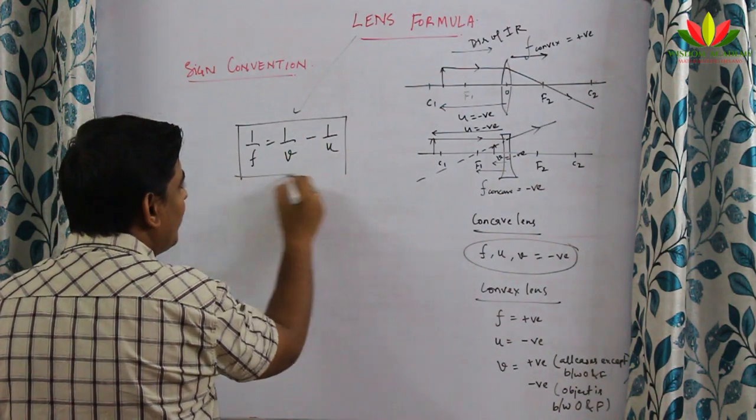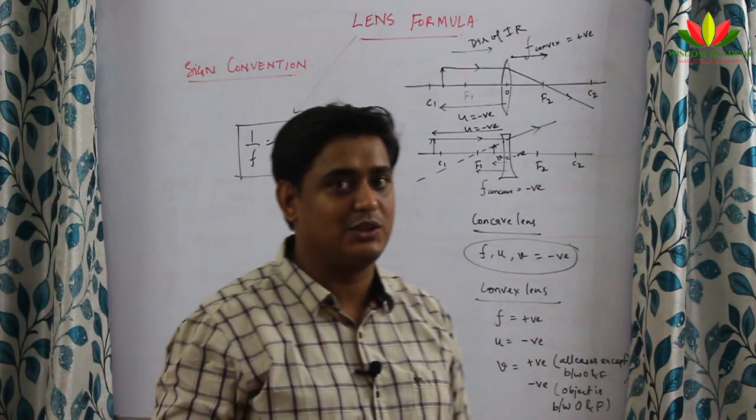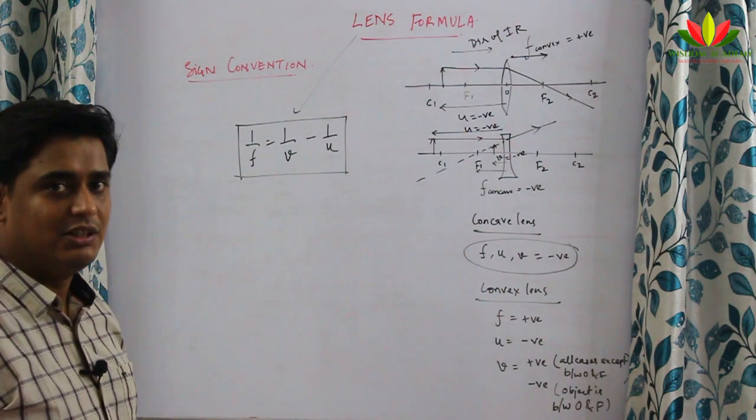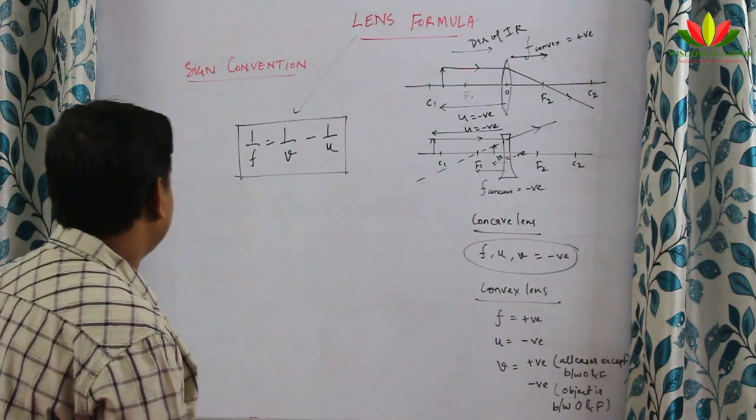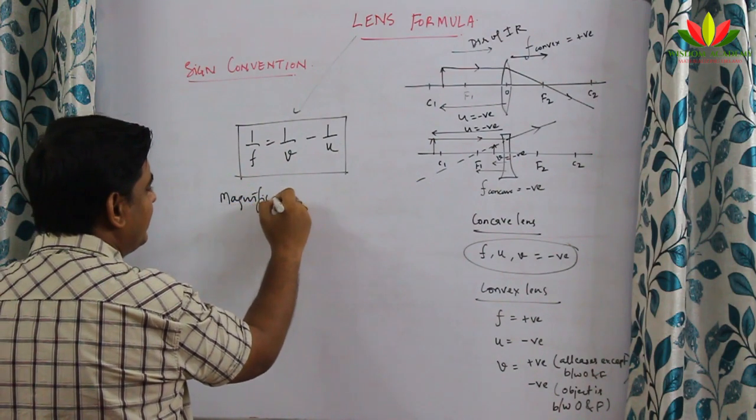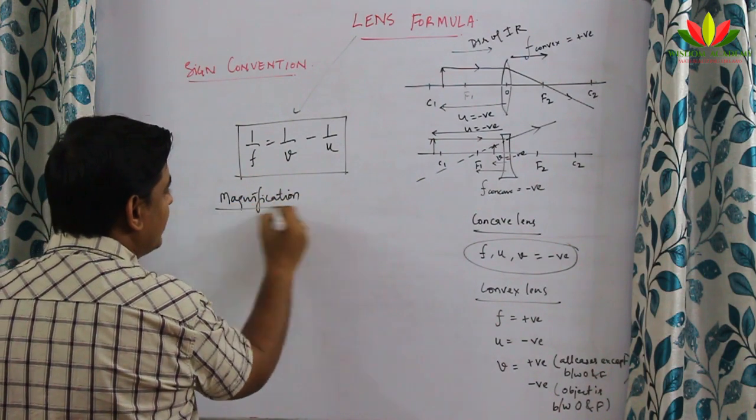So how this formula is derived, you will learn in the higher class. In 12th you will learn how this formula is derived. It needs knowledge of similar triangles, which you will study in 10th standard. So next is magnification. Magnification is also a bit different from what you saw in the Mirror's formula.